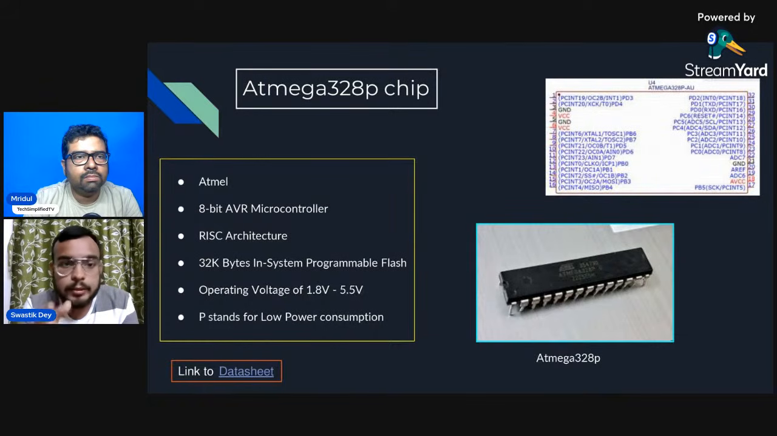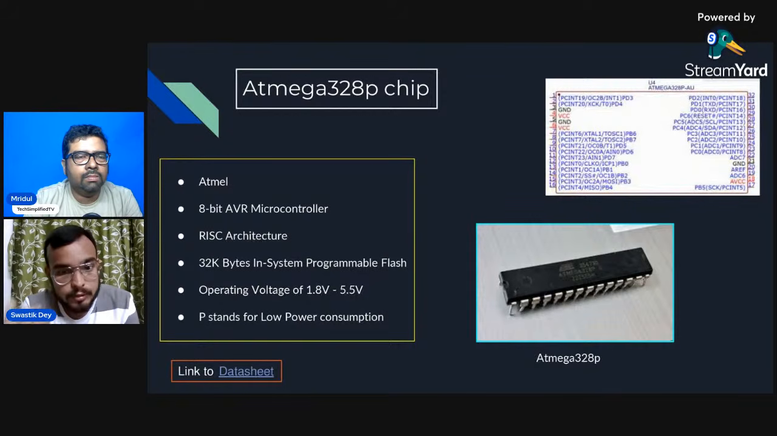This Atmega 328P has the RISC architecture, the reduced instruction set computer architecture, and it has got 32 kilobytes of in-system programmable flash. So we can reprogram this microcontroller, and we have got 32 kilobytes of flash memory for the reprogramming part. And out of these 32 kilobytes of flash memory, we have 0.5 kilobytes reserved for the bootloader.